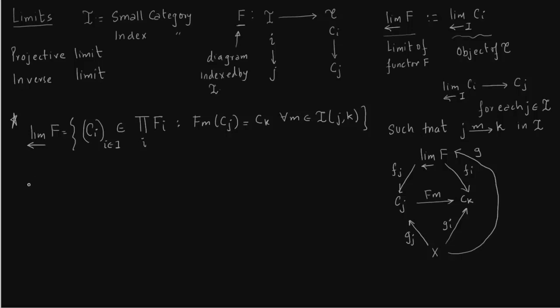So let us see what are the consequences of such a thing. Consider this functor F from I-op to Set, and then you fix an object x of Set.